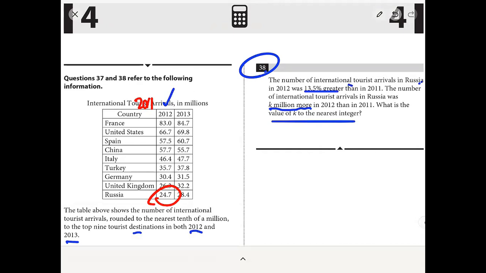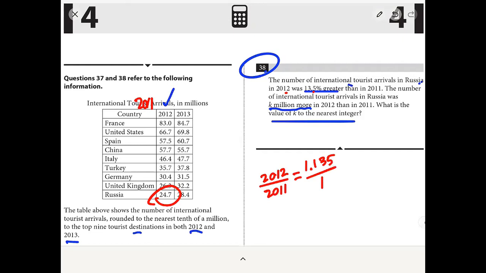So here's something that you should know. If from 2011 to 2012, it went up by 13.5%, here's what you can say. 2012 divided by the number in 2011 equals 1.135, all right? So this represents a 13.5% increase, right? So when you divide the number that you have in 2012 by the number that you have in 2011, it should go up by 13.5%, and that's what this says. So this could be a proportion as well.